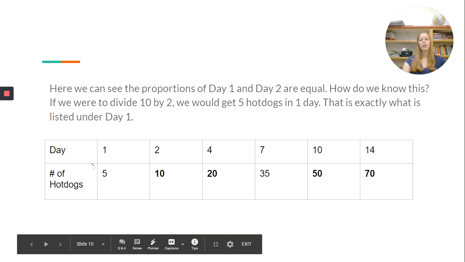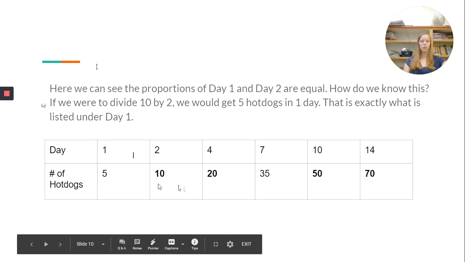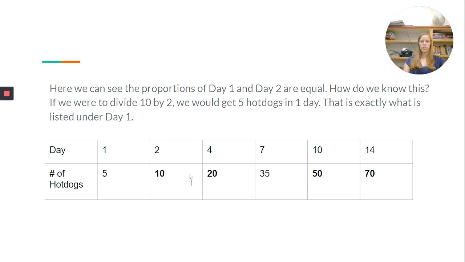So from 5 to 10, because if they ate 5 on day 1, they ate 5 more on day 2. So they ate a total of 10 hot dogs after day 2. And then we're going to double day 2 to get to day 4. So if they ate 5 hot dogs every day for 4 days, they ate a total of 20 hot dogs. Then we go to day 7, they ate 35, which we already knew.